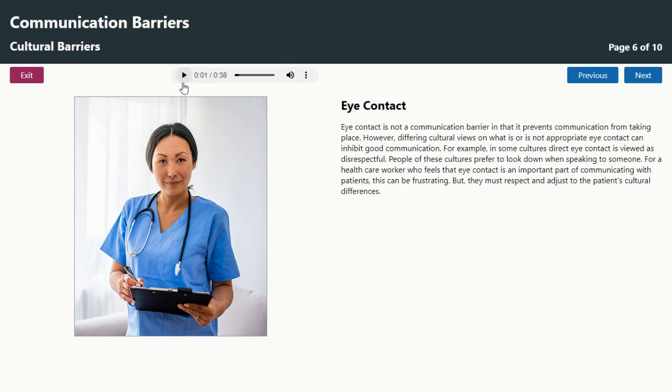Eye contact. Eye contact is not a communication barrier in that it prevents communication from taking place. However, different cultural views on what is or is not appropriate eye contact can inhibit good communication. For example, in some cultures, direct eye contact is viewed as disrespectful. People of these cultures prefer to look down when speaking to someone. For a healthcare worker who feels that eye contact is an important part of communicating with patients, this can be frustrating, but they must respect and adjust to the patient's cultural differences.